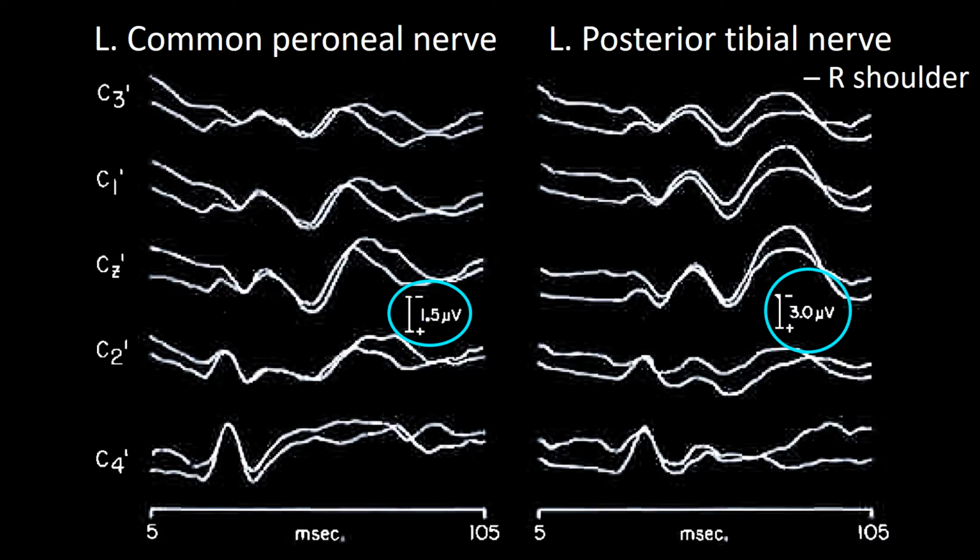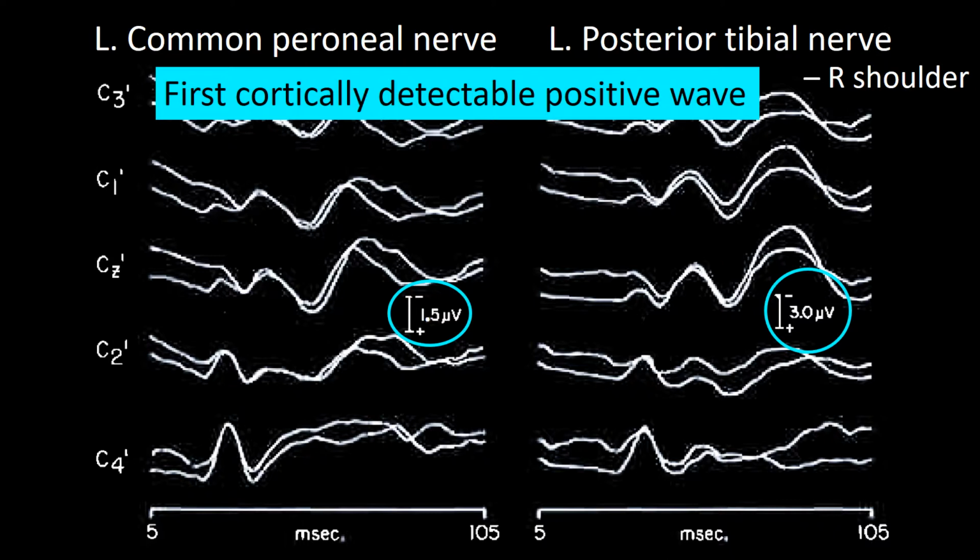The first rule to select the main scalp peak in each of these studies is to find the first scalp-detected positive wave, which I have indicated here using the yellow circles in the left common peroneal nerve study, and now in the left posterior tibial nerve study.